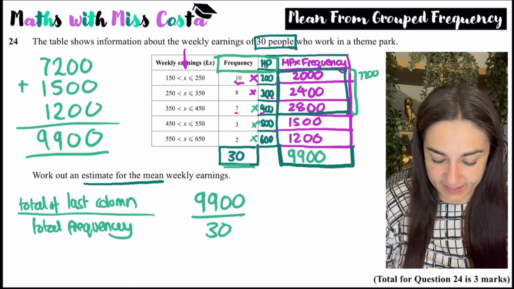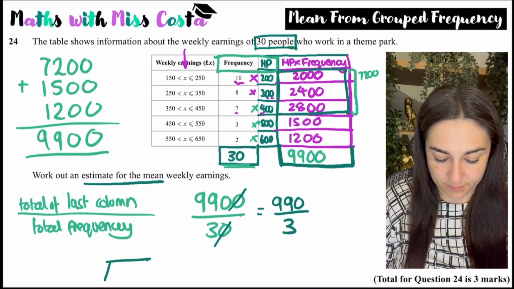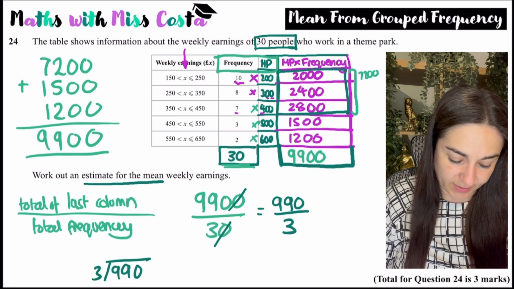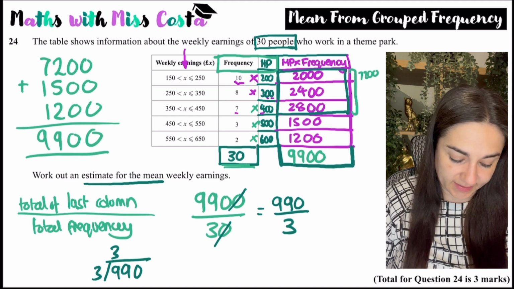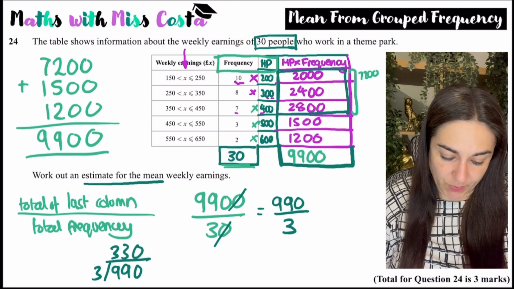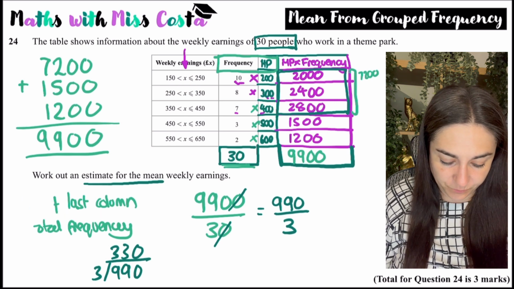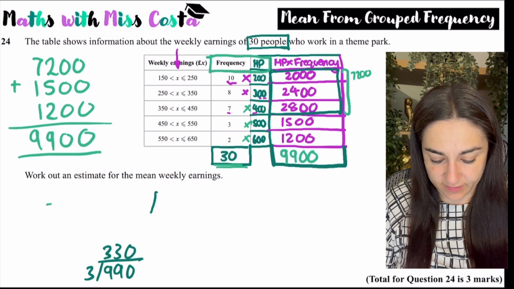So I can divide by 10 to simplify my fraction, which is 990 divided by 3. And then I can use the bus stop method. So 3's into 3 go 3, 3's into 9 go 3, 3's into 9 go 3, and 3's into 0 are 0. So an estimate for the weekly earnings is £330.